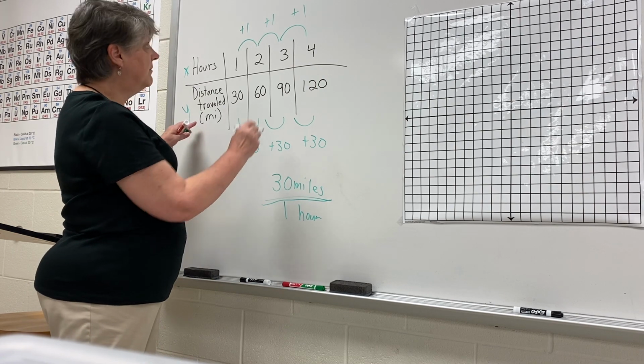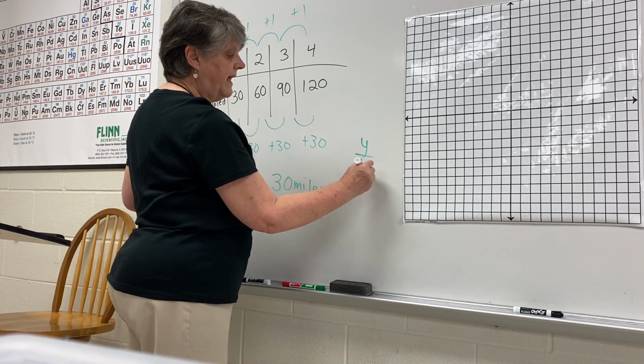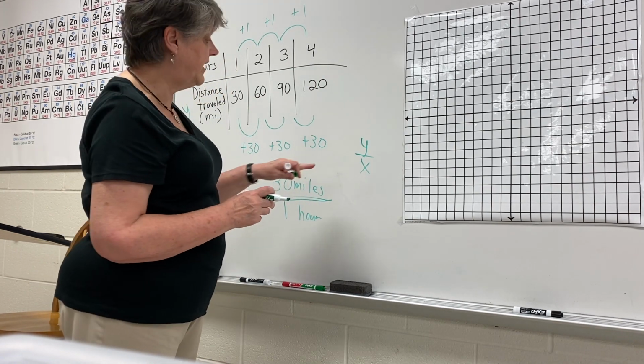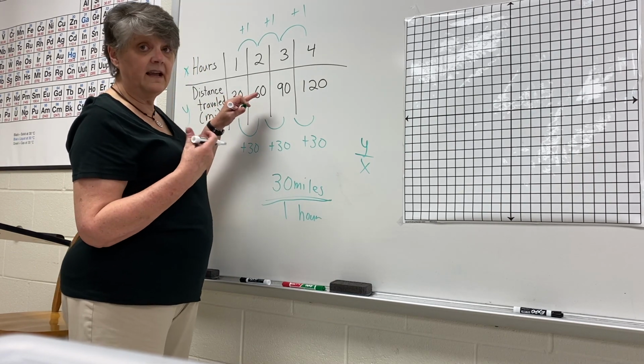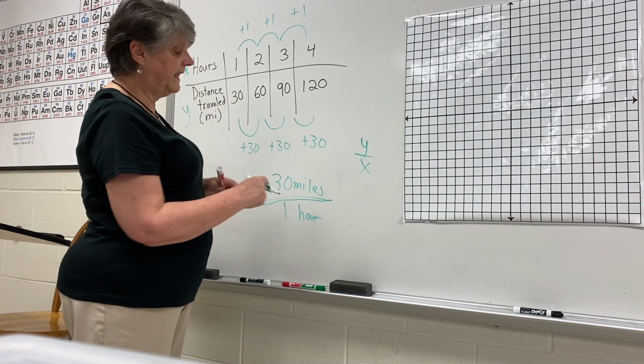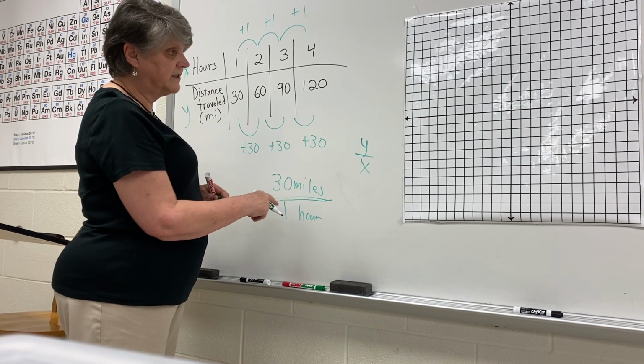Notice that I put my Y over my X. That's how we're going to be doing rate of change. We're going to be putting the thing that I can't control over the thing that I can control. So I went 30 miles per 1 hour.